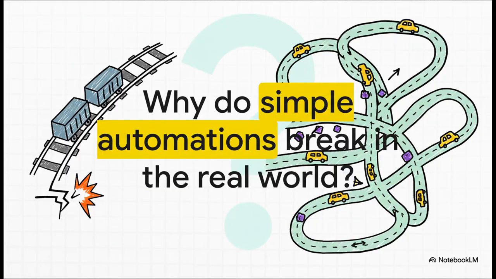But first, let me ask you something. And I'm pretty sure you've been here before. You set up what you think is a simple, foolproof automation, and then it breaks, right? Or it just completely falls apart the second there's one tiny little change in the process. So frustrating. Why on earth does that happen so often?